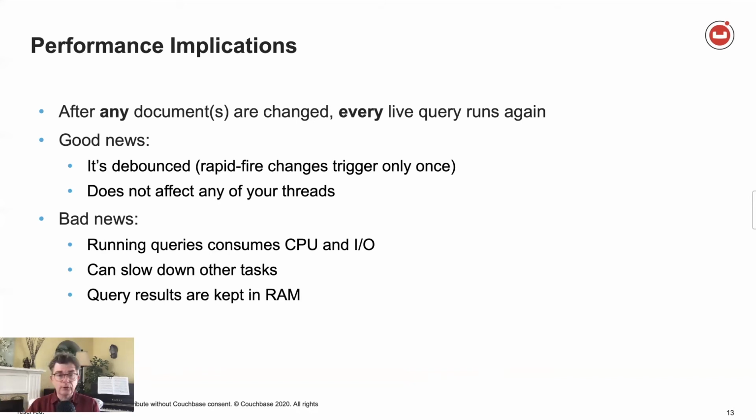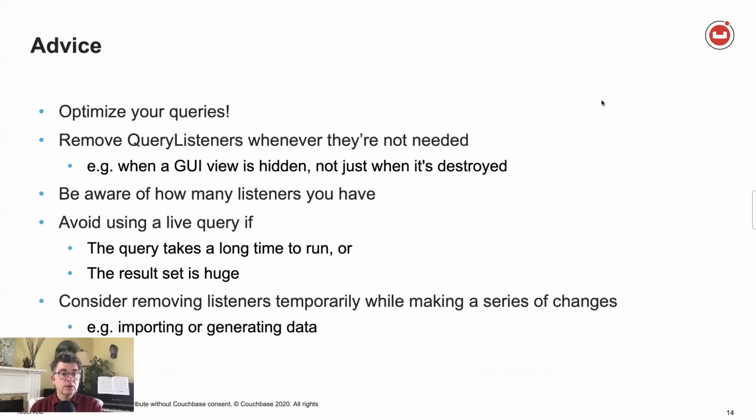Also, those query results are hanging around in RAM because it has to buffer them to compare them against the next ones. And if your query results are extremely large, then that amount of RAM usage might cause issues. So here's some advice. First, of course, just optimize your queries because the faster they run, the less impact there will be. Remove those live query listeners whenever they aren't needed.